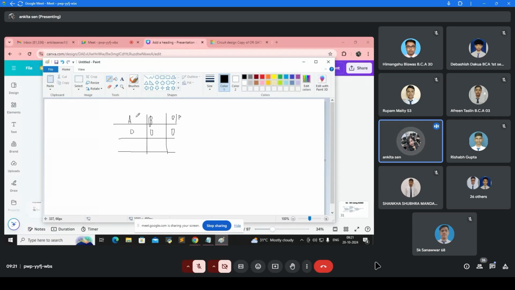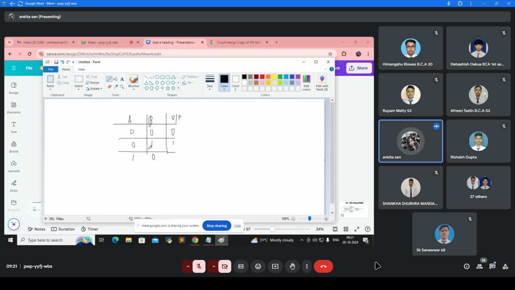AB stands for the two switches, the state of two switches. If both the switches are in the off condition, then the output will be in the off condition. If one switch is off and another switch is on, then the output will be on.